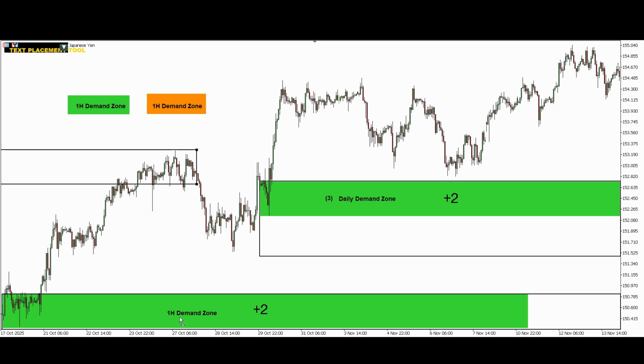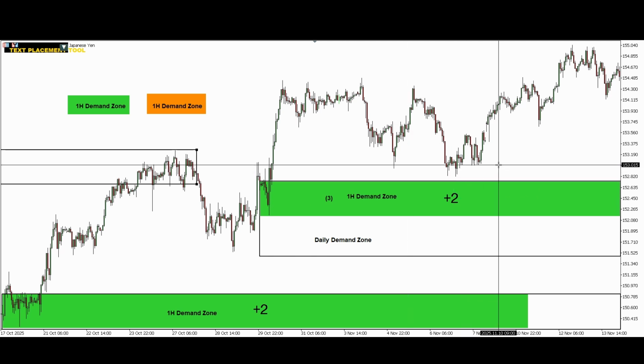So we have daily structure plus the 1 hour precision and a psychological level. But here's the lesson that the market loves to teach us. The market does not care about your limit order. Watch what happens just above our zone. Price drives down aggressively, but instead of tapping our zone and giving an entry, it slams the brakes at 153.